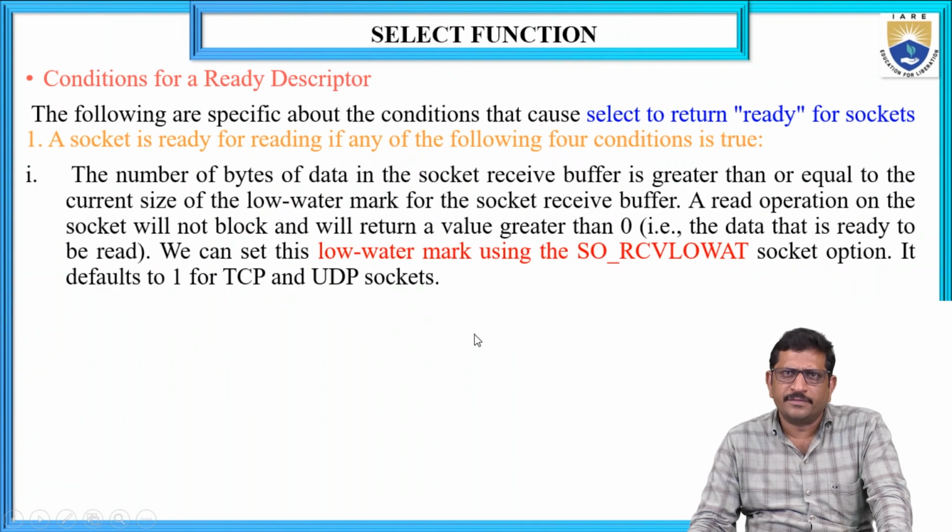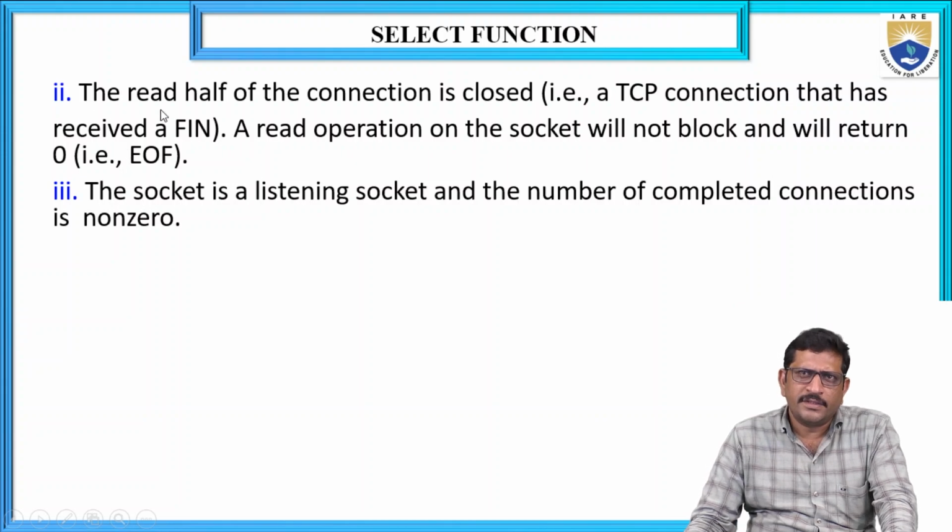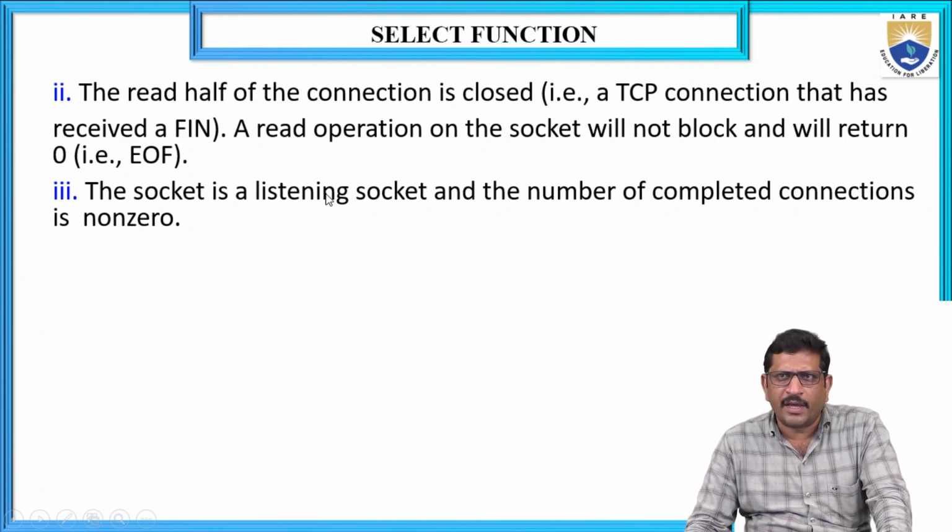And here, if you see, the second condition is that the read half of the connection is closed. What is the meaning here? A TCP, Transmission Control Protocol, connection that has received a final signal, that means FIN. Received a FIN means that the data you are sending from the client, from this primary device, will now be considered final.